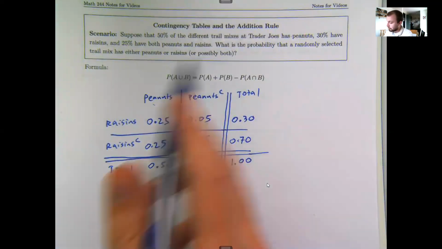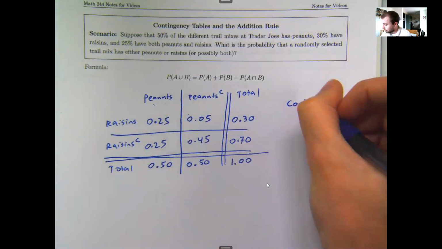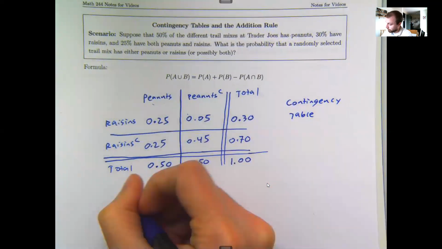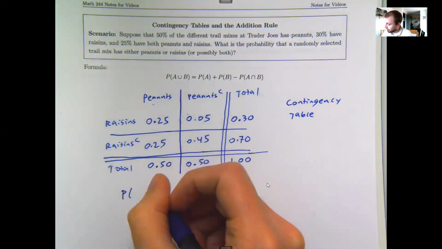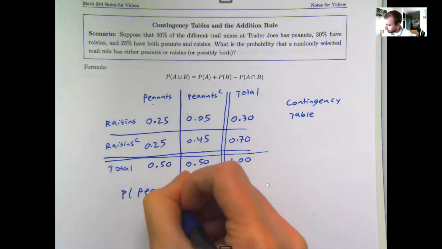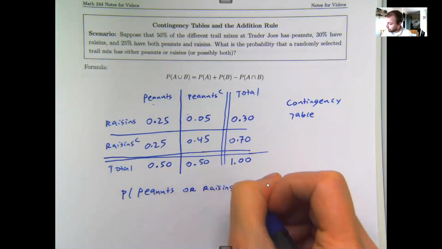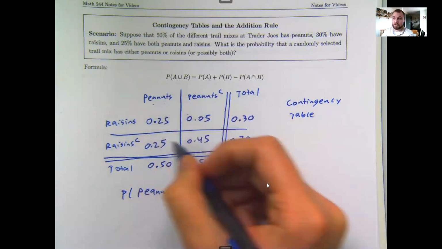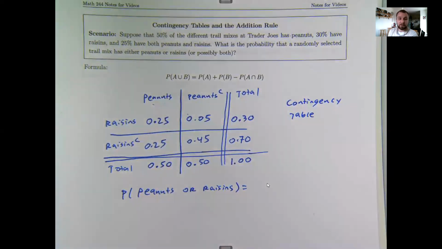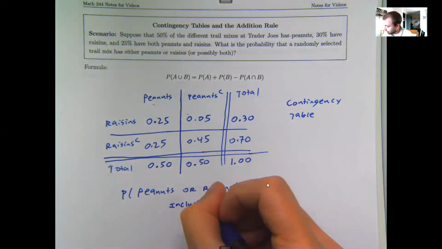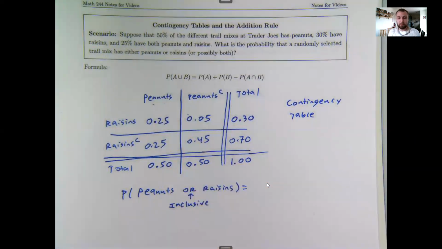Now, I'm going to do this using this contingency table first. And when I'm using this table to find something like the probability that something has either peanuts or raisins, or possibly both, I'm going to look at my four inside boxes here. And I'm just going to put a little bit of a check next to anything that satisfies one of these two conditions. Or is sort of an inclusive or. And what I mean by that is or gives me more options for things to look at.